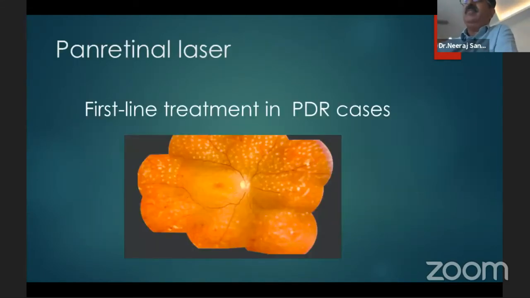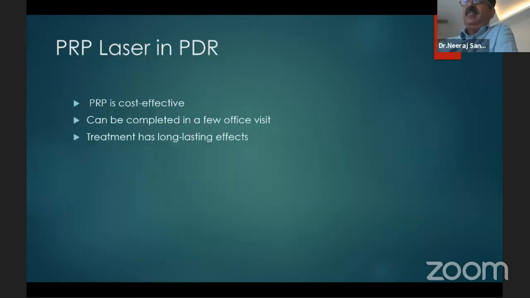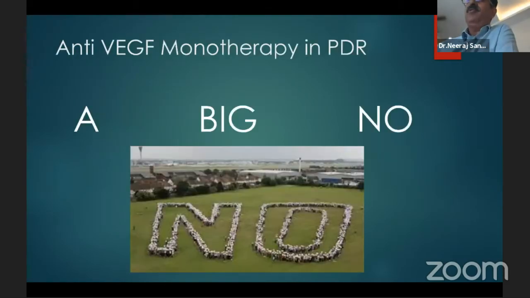And PRP is a gold standard, and it is cost effective, completed in a few office visits, and has long lasting effects. Yes, anti-VEGF can be reserved in a few cases where you are planning to do laser but are not able to because of vitreous hemorrhage. You may want to wait for the vitreous hemorrhage to clear. So this can be done, but it cannot be a monotherapy. So a big no for anti-VEGF monotherapy in PDR cases.